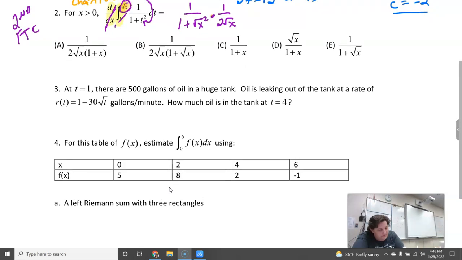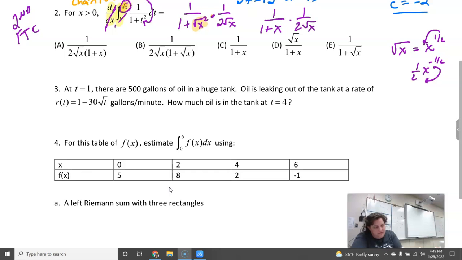The way I got that, in case you forgot, okay, I can rewrite this as x to the 1/2. And so the derivative is 1/2 x to the negative 1/2, which is bringing that on the bottom, making it a square root. Okay? Let's see, right here, because it says square root of x squared, a square root squared is just x. So that looks pretty good, and then I just need to find which one says 1 over 1 plus x, and then a 2 square root x on the bottom. That's going to be A.